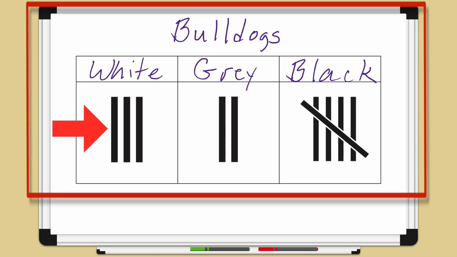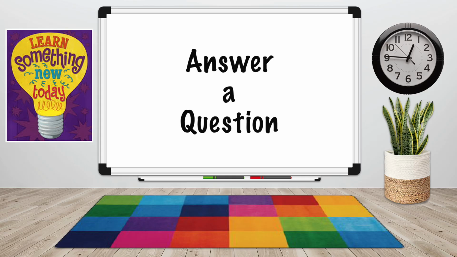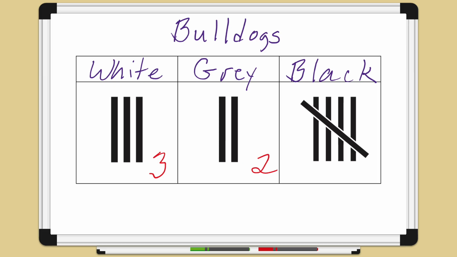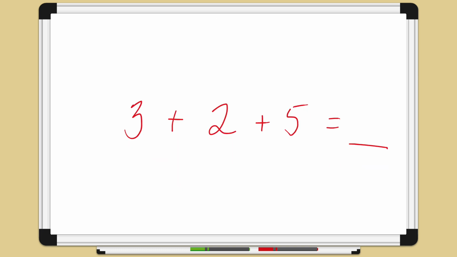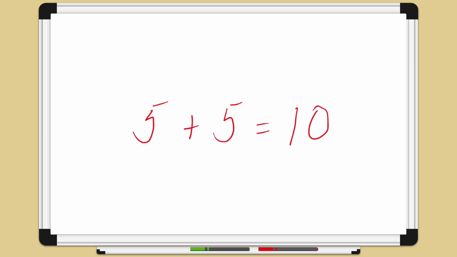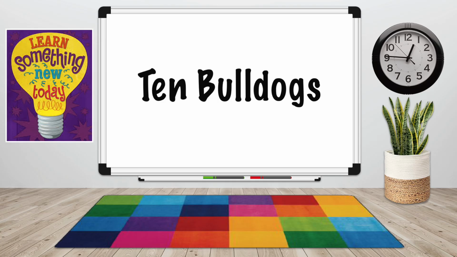Let's use our data to answer a question. How many bulldogs are there in all? Well, we have 3 white, 2 gray, and 5 black. That's 3 plus 2 plus 5. 3 plus 2 equals 5, and 5 plus 5 equals 10. Using information from our table, we can say that we have 10 bulldogs in all.